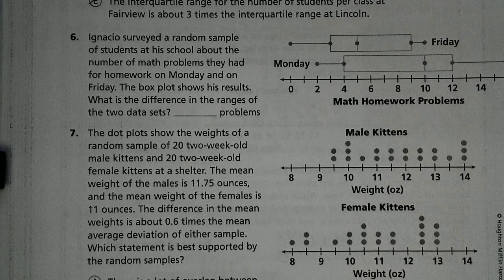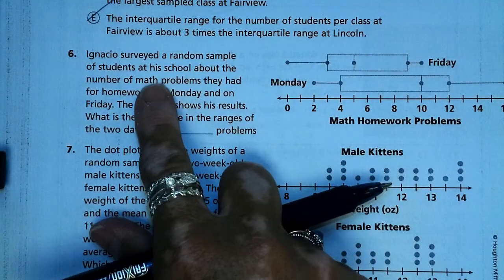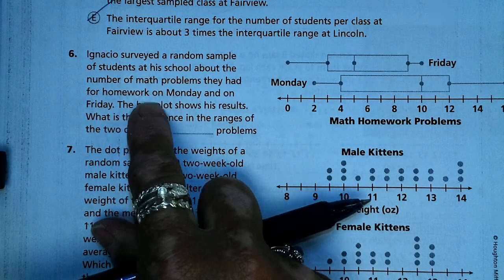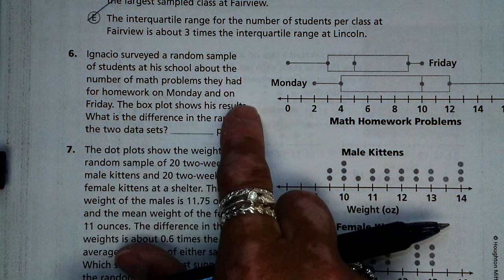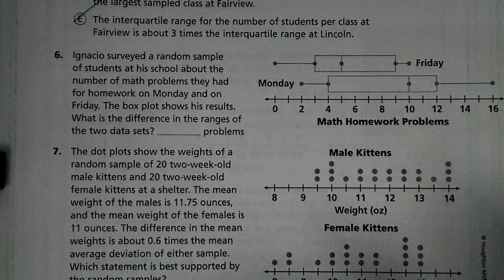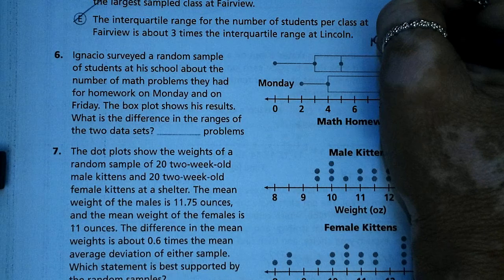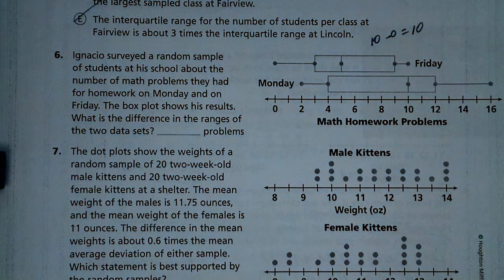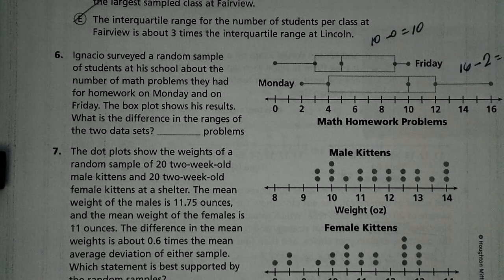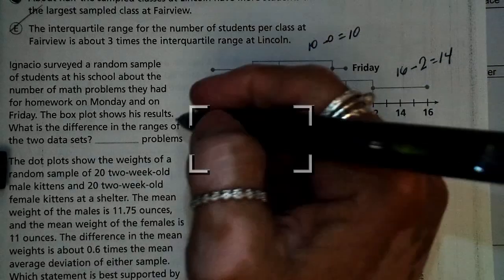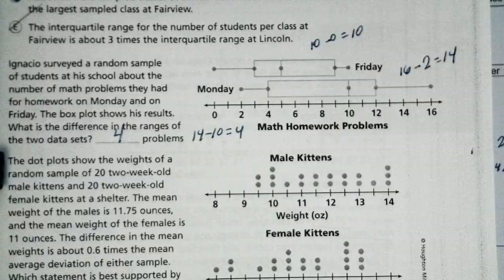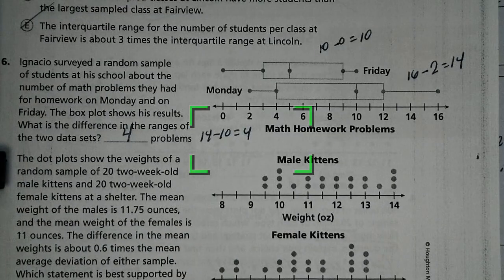All right. So Ignacio surveyed a random sample of students at his school about the number of math problems they had for homework on Monday and on Tuesday. The box plot shows his results. What is the difference in the ranges of the two data? So 10 minus 0 is 10. 16 minus 2 is 14. So the difference would be 14 minus 10, which is 4. So that one should have been pretty easy.